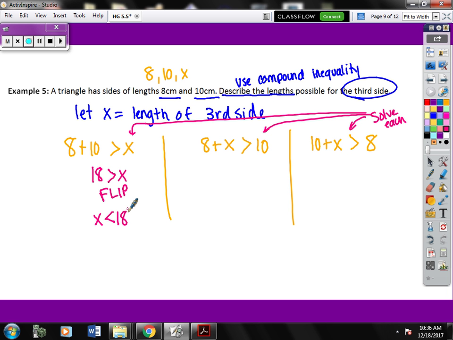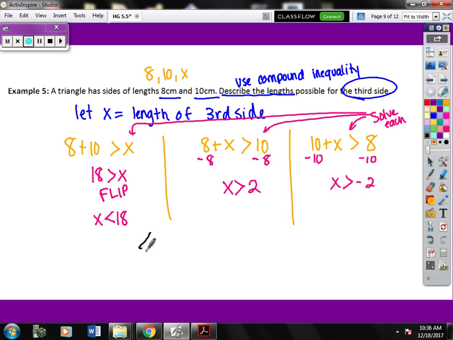But it also has to be bigger than something, so let's test those. We'd use inverse operations here, subtract 8, to get that x has to be greater than 2. And also subtracting 10 here, we would get x is greater than negative 2. Okay, now we will throw out the negative one, but there's a reason why.